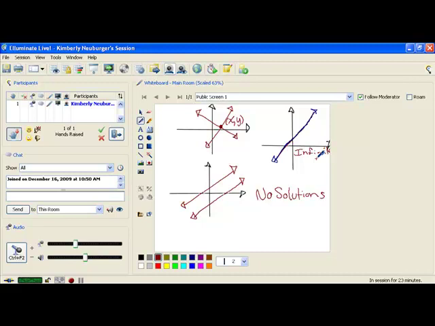Now, when you're dealing with these, there are some fancy names for these kinds of answers, and you may or may not be required to give those types of answers. These types of situations here where you actually have a point for your answer are what we call independent.